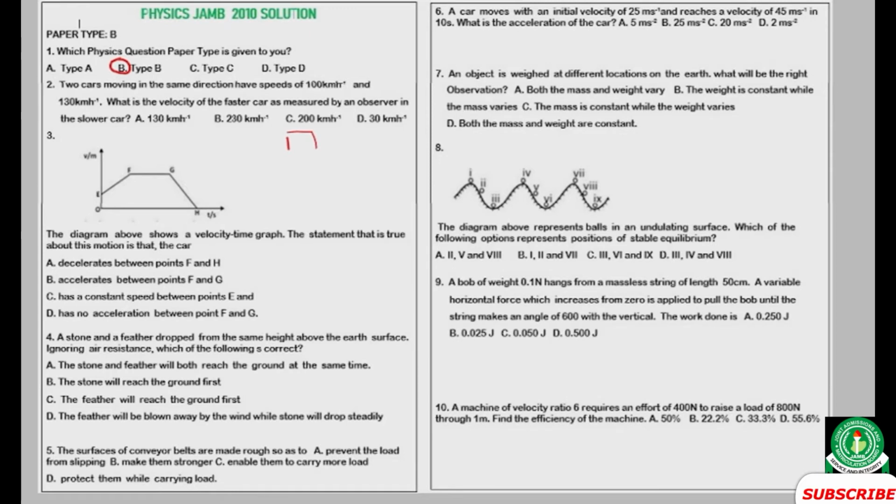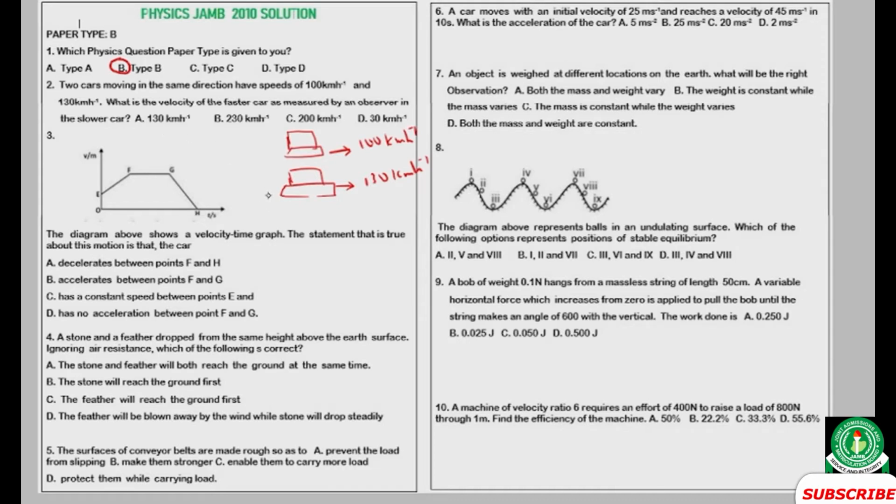Assuming now we have two cars moving in the same direction. Let's take this to be our car, and another car. They are both moving in the same direction, but their speeds are different. The speed of the first car is 100 kilometer per hour, and the second car has 130 kilometer per hour. Now, what is the velocity of the faster car as measured by an observer in the slower car?